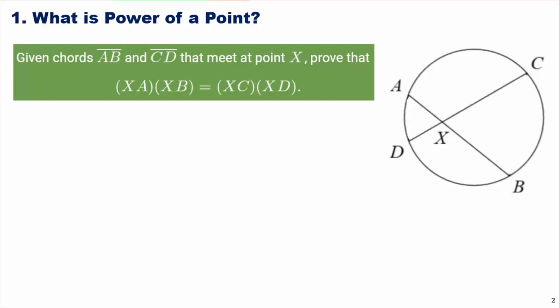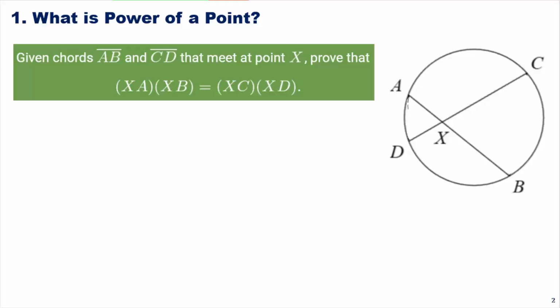So first of all, let's look at the meaning of power of a point by looking at this example here. Given chords AB and CD that meet at point X, can you prove that XA times XB equals XC times XD? Well, actually, it looks like we need to prove two ratios are equal, right? If two ratios are equal are desired, usually we'll use similar triangles, right?